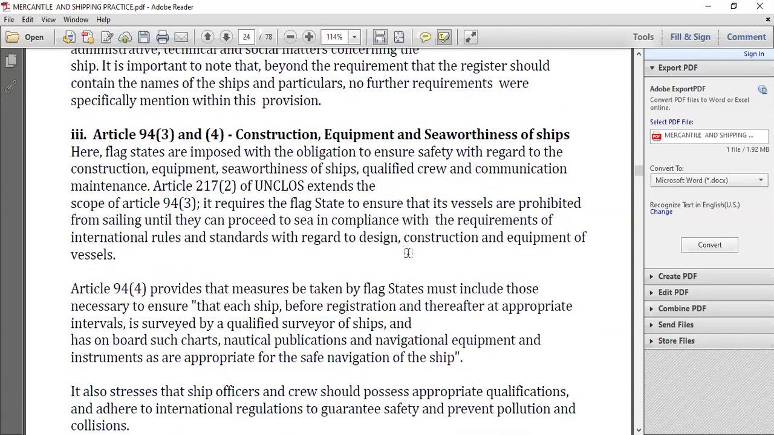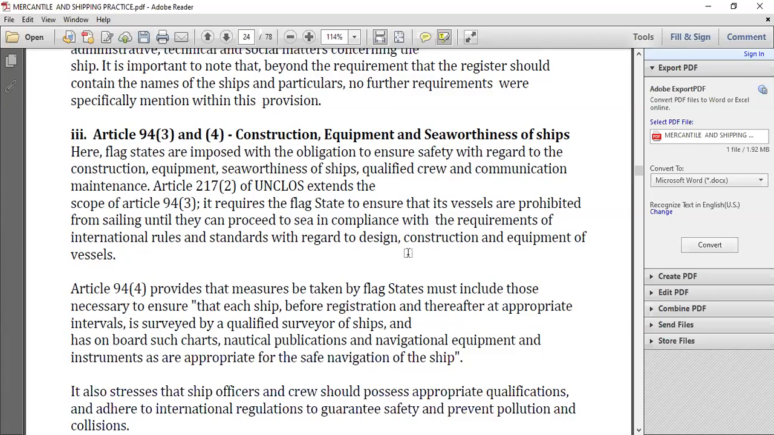And then we have Article 94.3 and 4, construction. It's talking about the construction, equipment, and the seaworthiness of the ship. Here, flag states are imposed with the obligation to ensure the safety with regard to the construction, that the ship is properly constructed, all equipment required is there and in good state, it employs crew who have been well trained, and it has good communication equipment which is also well maintained.